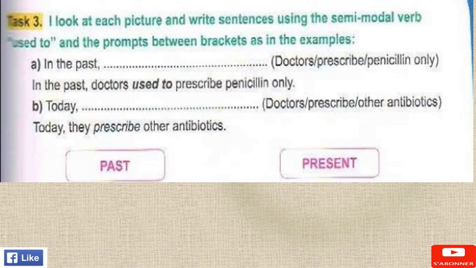In the past, we have surgeons operate on patients with A. Today, same thing, you have the subject surgeons, the verb operates on, the object patients with. So in the past, they used scalpel. Today, or in the present situation, they use laser rays.